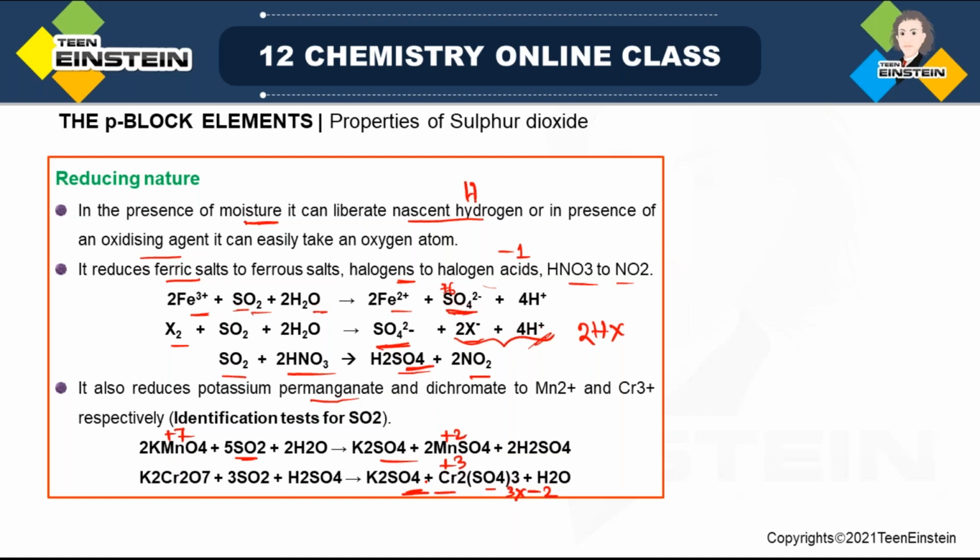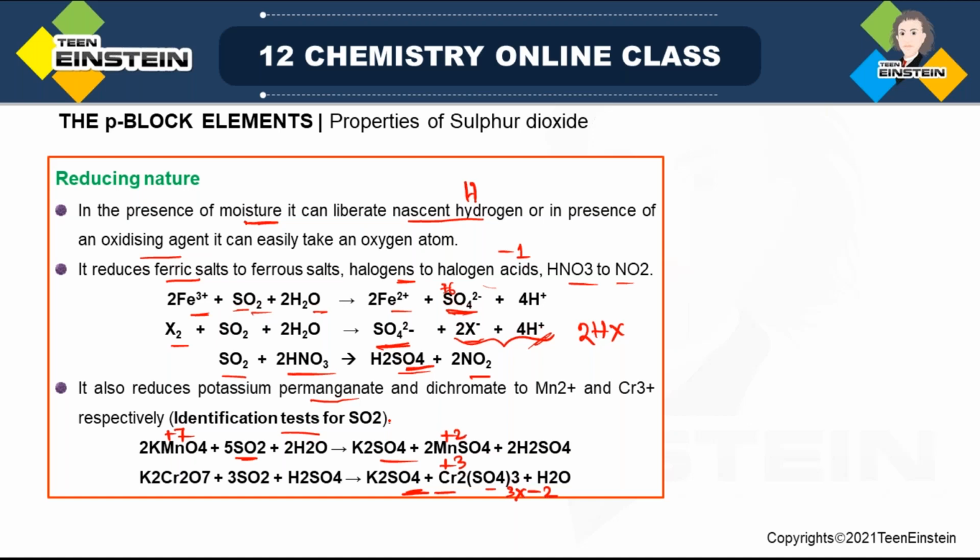Okay, now this test is very important, because it can be used for identification test of SO2. So suppose you have SO2 and you want to prove that it is SO2. Suppose it is an unknown sample, then how can we prove it? The presence of SO2 can be proved with KMnO4.